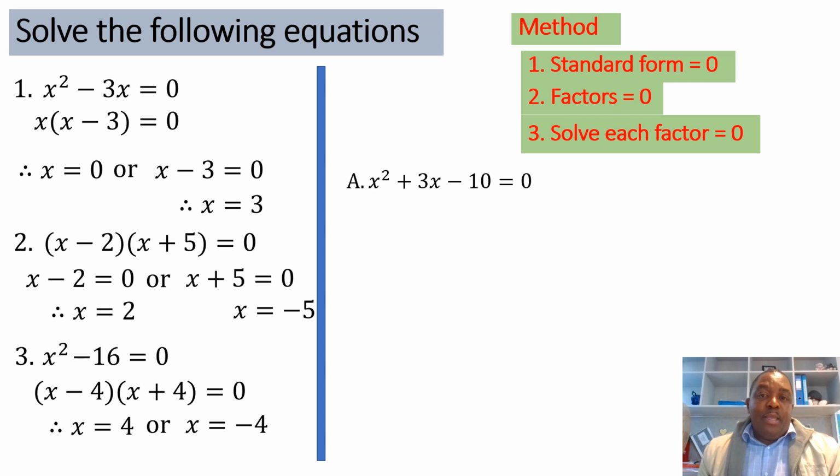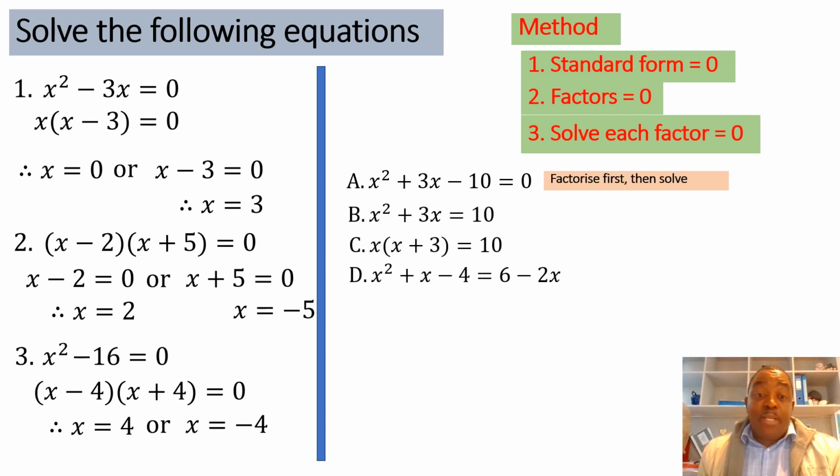Now you then need to be able to identify your equations as they come. For instance, I've taken one equation here and I've written it in different forms. Look at A: it is already in the standard form, so it doesn't need me to put it in the standard form. That means I need to factorize and equate it to 0. So I need to factorize, then solve each factor. But look at B. B is not in the standard form, so I would need first to get it to be in the standard form. That means gathering all terms on the same side and factorize that expression, then solve.